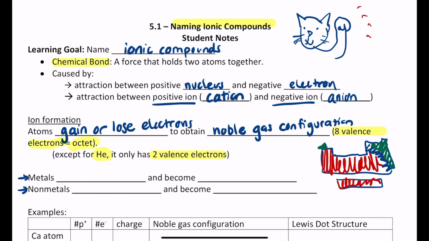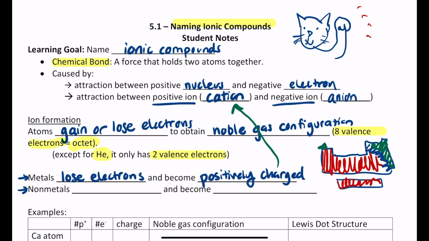So whenever you have a metal, metals are going to generally lose electrons whenever they form an ion, whenever they ionize. And when they lose electrons, they're losing something that's negative. So if you lose things that are negative, that means you become more positive. So they become positively charged. And we know that the positively charged ions are called cations.